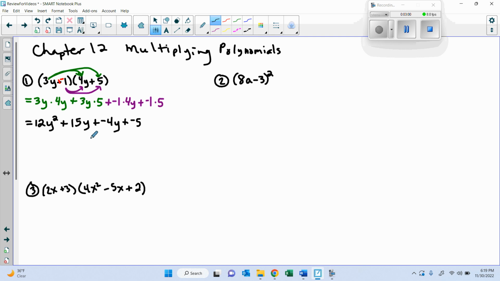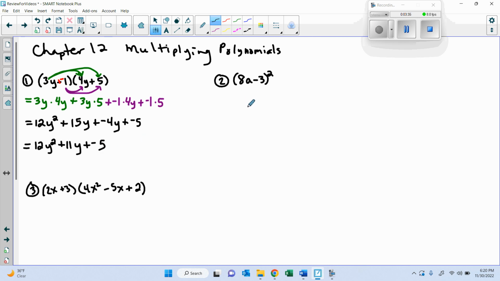Then I just need to look and see if I have any like terms that can be added, and I do right here in the middle. So my answer will be 12y squared, and then these two are alike, so I'm going to add them together. So 15 plus -4, which would be 11, and then y, because remember y is the label, so 15 plus -4 is just how many of those I have, and then plus -5, and then you're finished. Okay, so let's go to number 2.